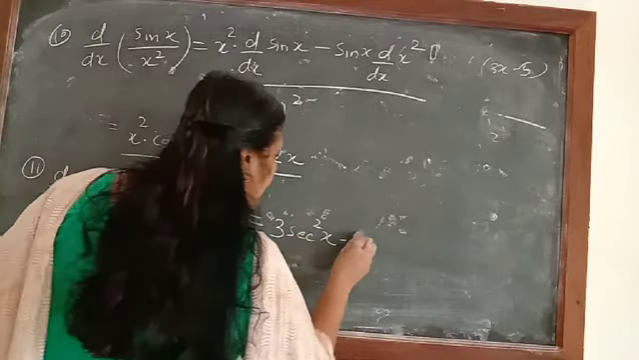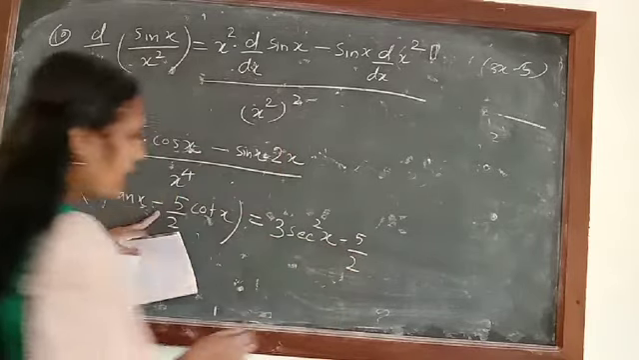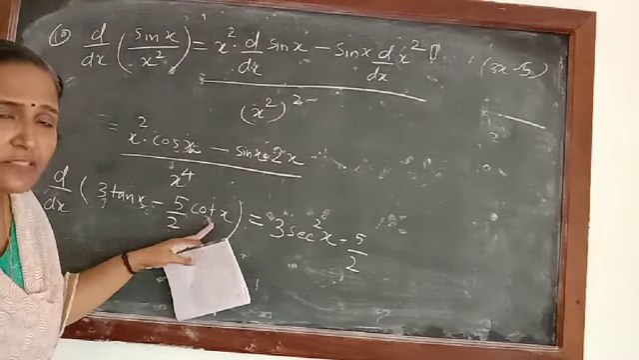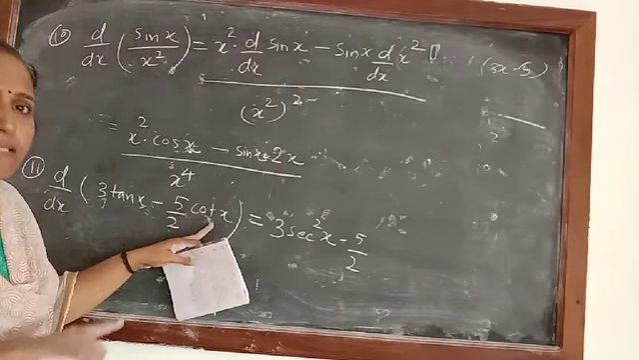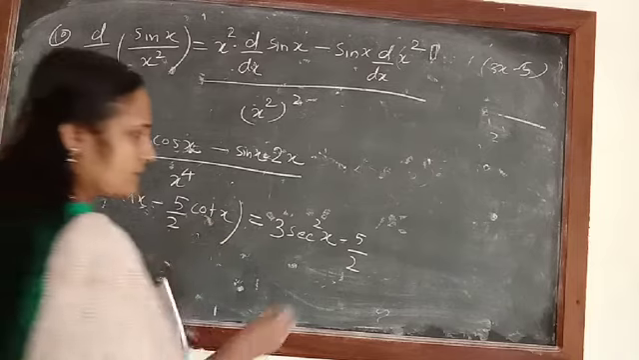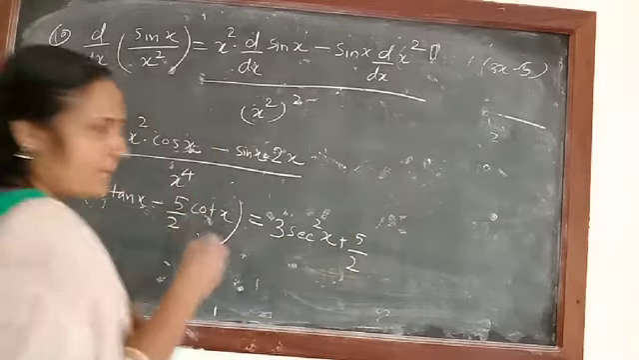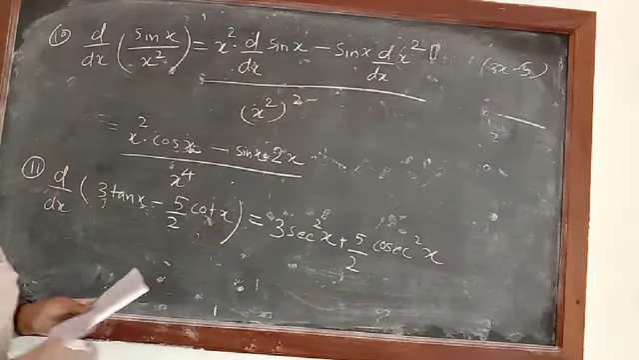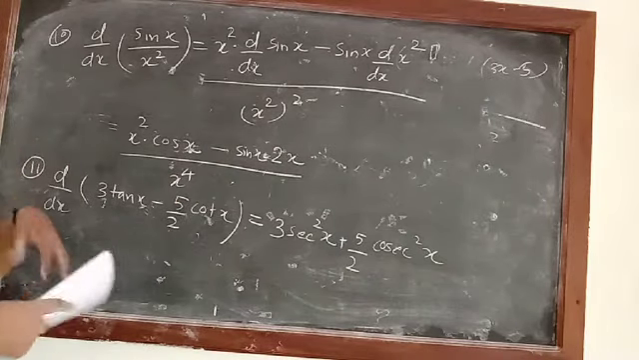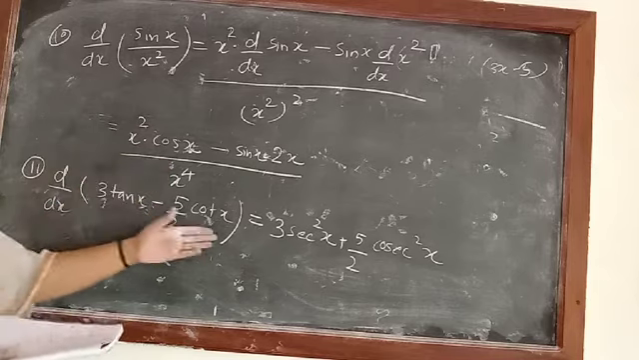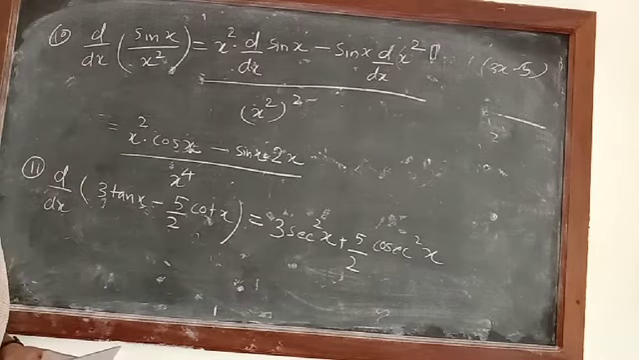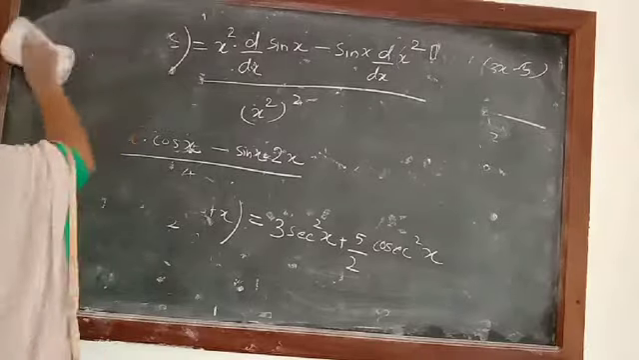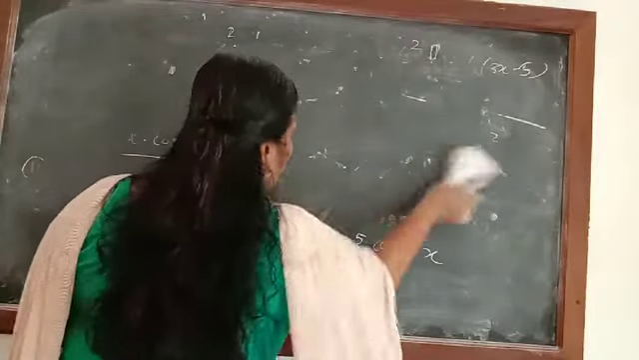Then minus 5 by 2 taken outside. What is d by dx of cot x? d by dx of cot x is minus cosec square x. So this minus will become plus there. Directly you can write down the answer here, cosec square x. So if your concepts are clear, you can write down the answer directly also. Okay. But in case you have to use the quotient rule or product rule, then you have to show the steps.